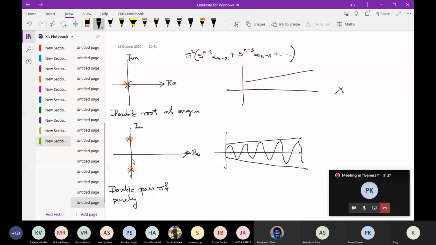So this doubling of roots, when you have purely imaginary roots, but you have roots like, let us say, minus i, plus i. So when can you have that? When you have a factor s square plus 1 in your polynomial. But what about s square plus 1 whole square?